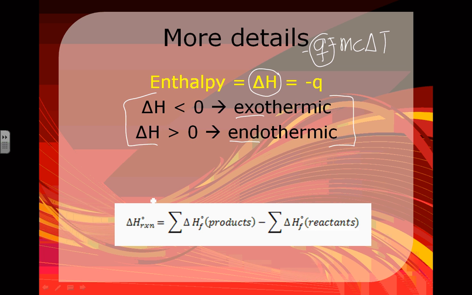And when we have the reaction, if we want to calculate the enthalpy per mole, we just get the sum. That's what this symbol here means. That means the sum of the enthalpy of formation of the products minus the sum of the enthalpy of formation of the reactants. And we're going to do some examples to clarify what this means.